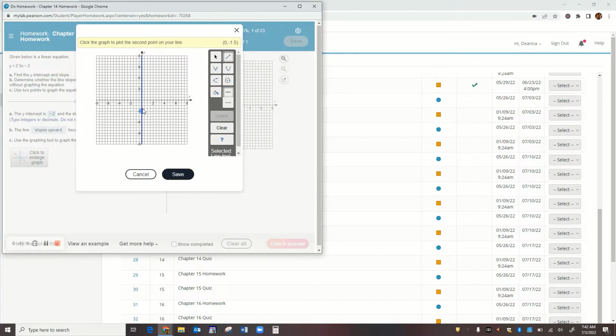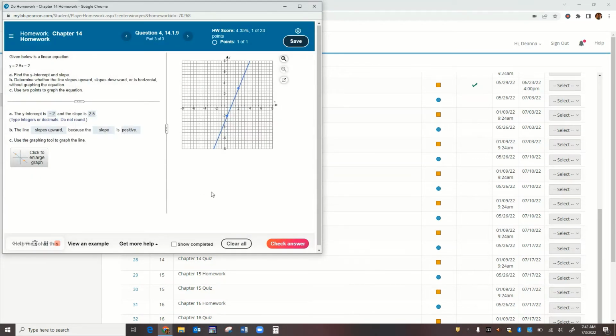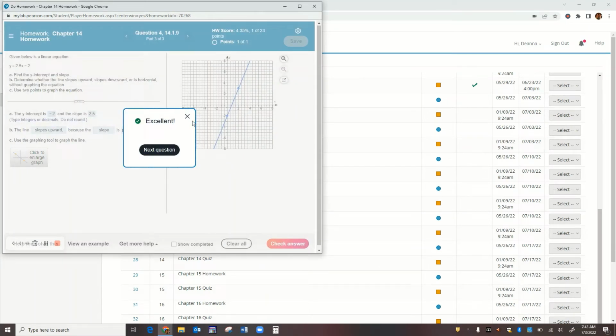So you can count with the slope, like up 2.5 over 1, or you can just plug in some other number for x. Say I pick x as 2 because I just don't want to deal with decimals. So 2.5 times 2 is going to be 5, minus 2 is 3. So (2, 3) should be on the graph. (2, 3), right there. And after you click it, you can move it. But here we go. Excellent.